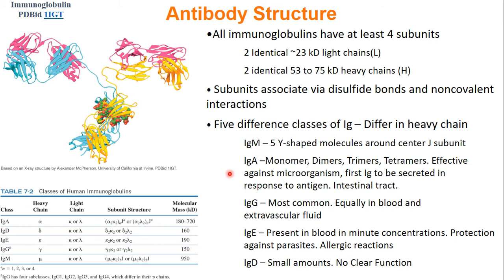IgAs can be monomers, dimers, trimers, or tetramers, and they're really good against microorganisms. And they're generally the first antibody to be secreted in response to an antigen, and you'll find these in your intestine. IgGs are your most common. They're both in your blood and extravascular fluids. IgE is in blood in minute concentrations, and these are the protections against your parasites. And it's also thought that these are the antibodies that cause your allergic reactions. And you also have IgDs. They're a small amount, but we don't really know what they do yet. There's no clear function for them.